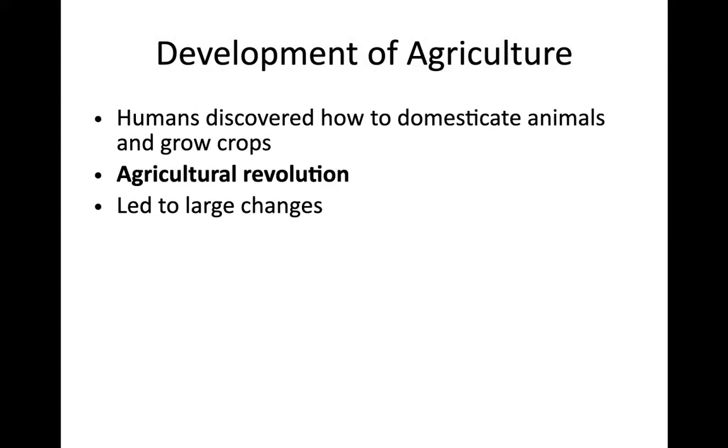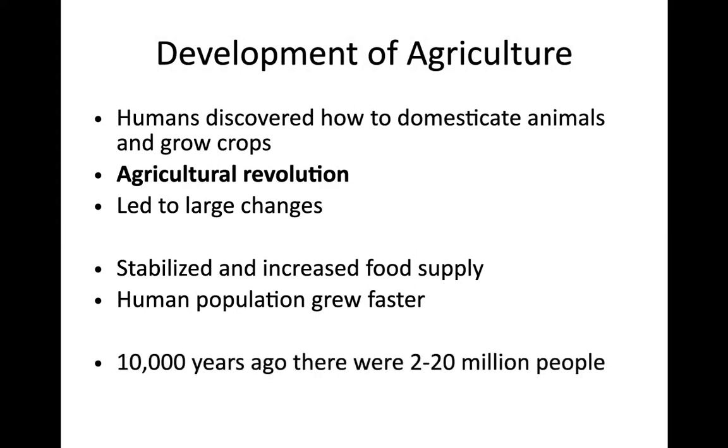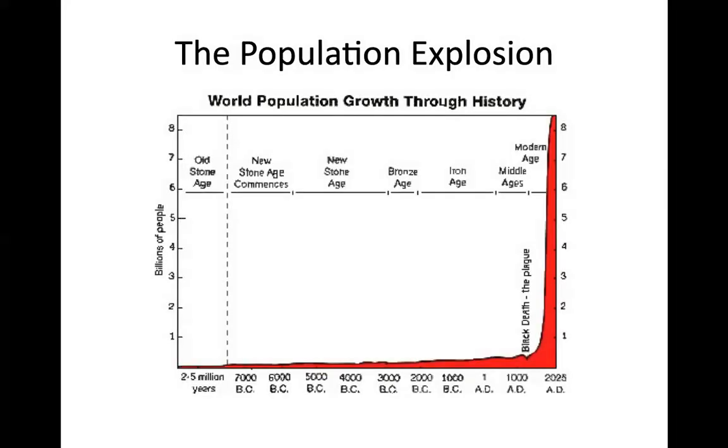All right. So from the beginning of human civilization, 500,000 years ago, the population grew slowly until about 10,000 years ago, when we developed agriculture. And so the population grows faster. Ten thousand years ago, there were between 2 and 20 million people. Just 8,000 years later, 2,000 years ago, that increased to between 170 and 330 million. If you put it in a graph, you can see what the population explosion looks like.